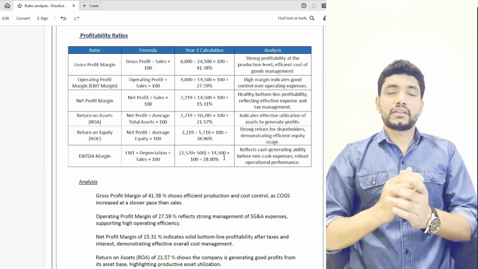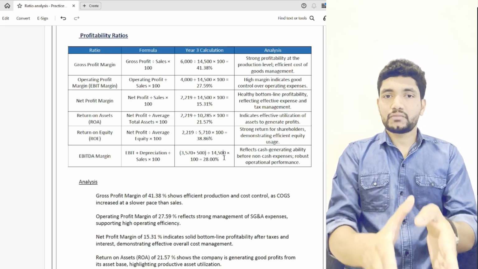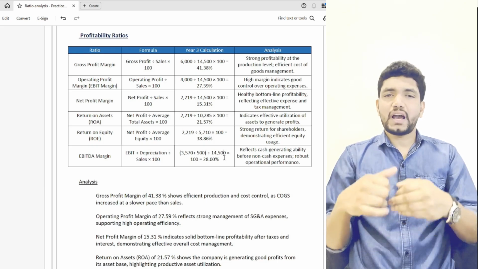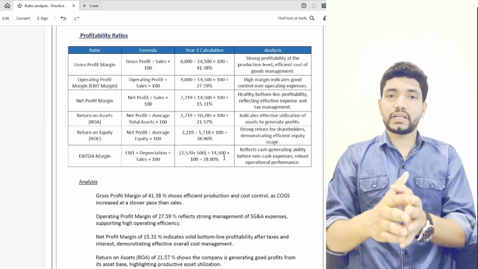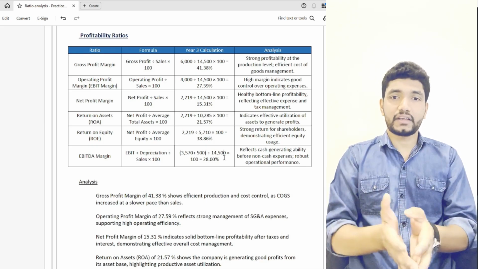The important thing in the profitability ratios is that when you are taking one value from the income statement and another value from the balance sheet, you should average. If the average asset value, average equity, or average liability value is already given in the examination or in the question, you can directly take the average value.